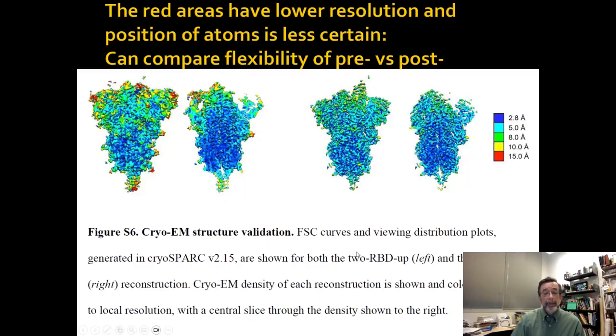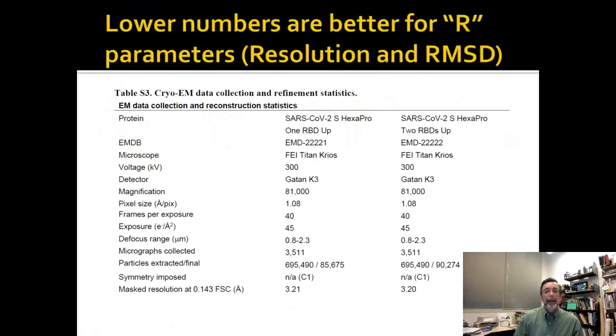The one on the left is the 2 RBD up, lots of red. The one on the right is the 1 RBD up, much less red. And you can see, where does it have the worst structure, where does it have the best. And then they have this in a table form rather than a number form.